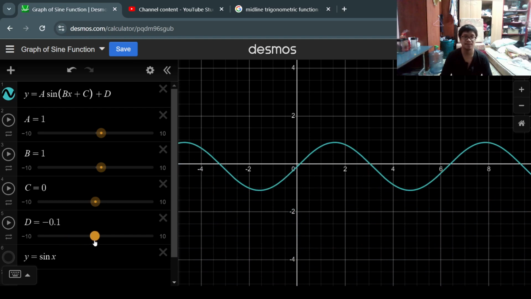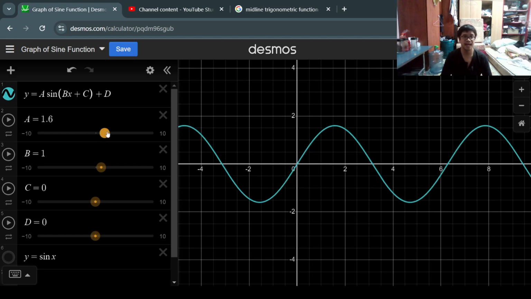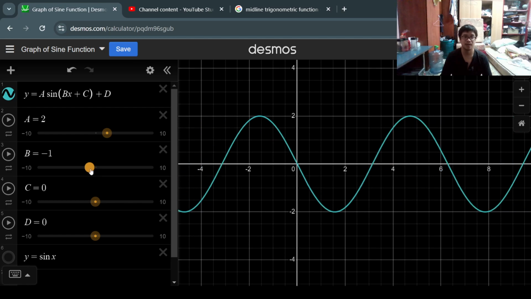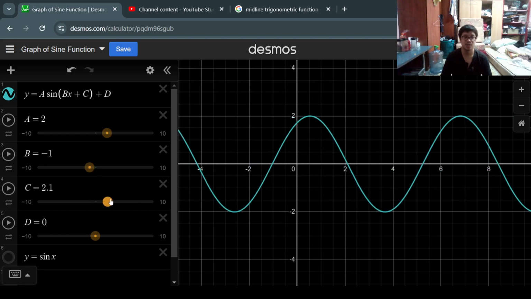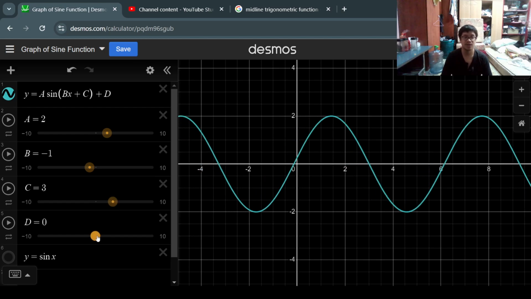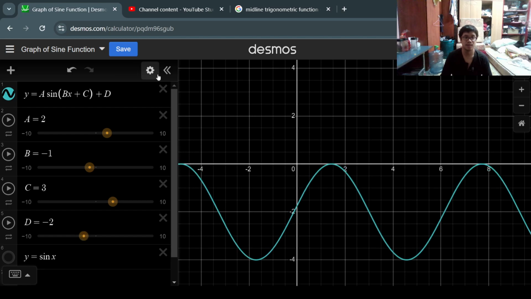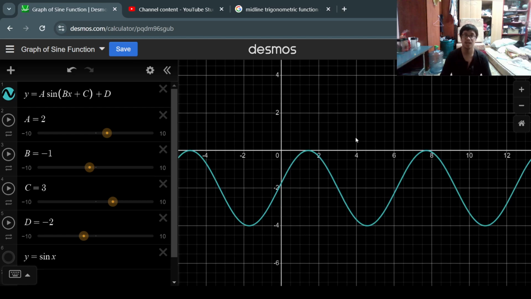So let's try to have some fun experiment. What if your A is 2, your B is -1, your C is 3, then your D is -1? This is the graph. You see? So this is what will happen if your sine function is not sine x. Rather, it's basically a different type of sine function.